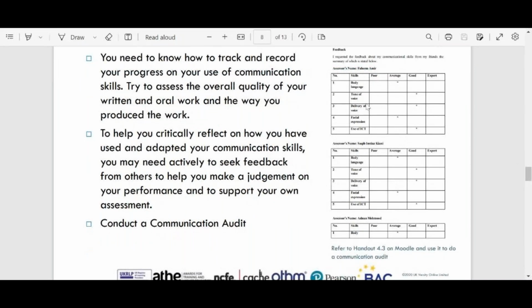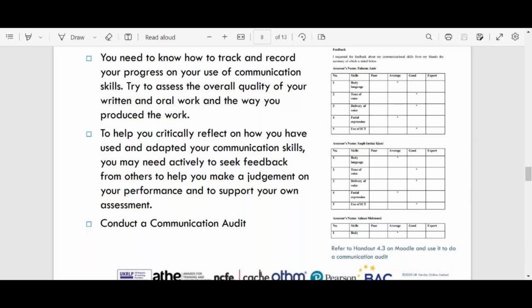So can you see on the side, this is a feedback sheet, and I requested feedback about my communication skills from my friends. For example, the first one, someone that assesses, their body language was average, their tone of voice was good, their delivery of the voice was good, their facial expression was average, and their use of ICT was good.